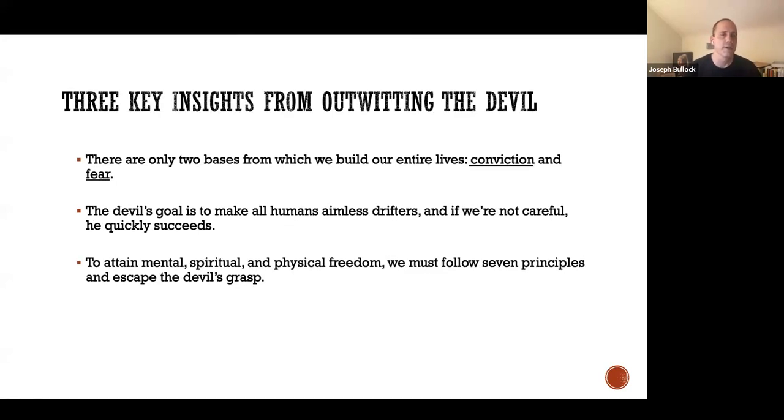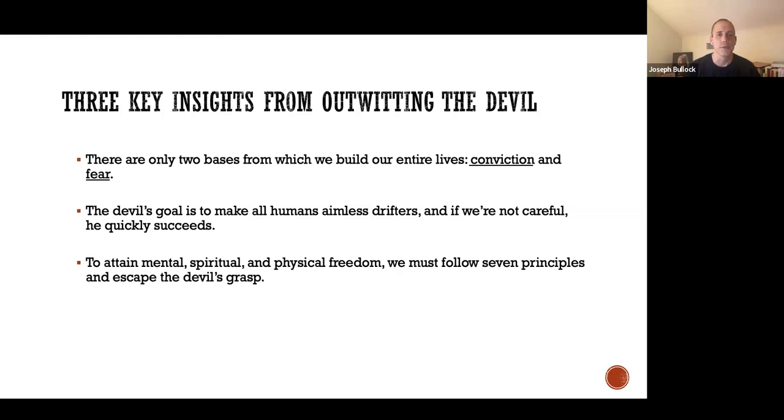So the 3 key insights from the book. Now, this is important. There are only 2 bases from which we build our entire lives. It's conviction and fear. That's what the book's premise is. They also use faith as well. So I use the word conviction. I think that they can both be used.